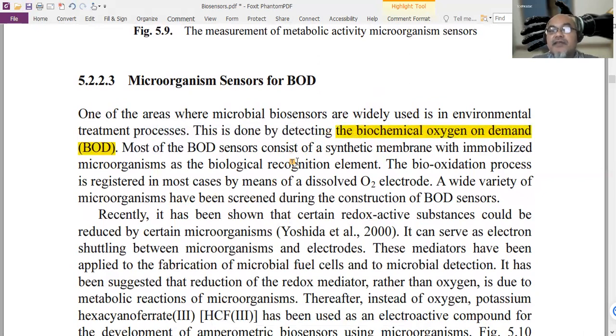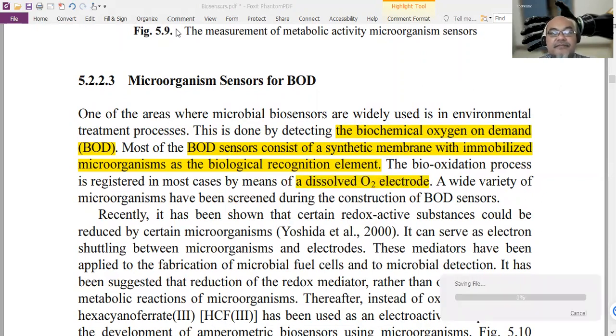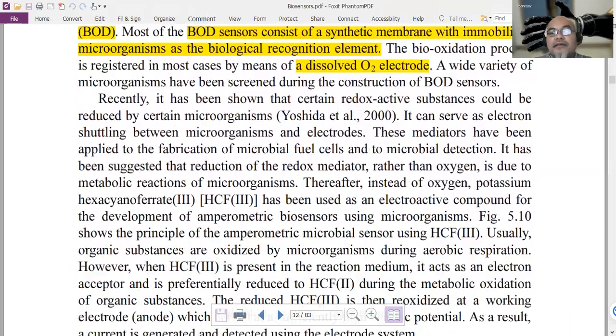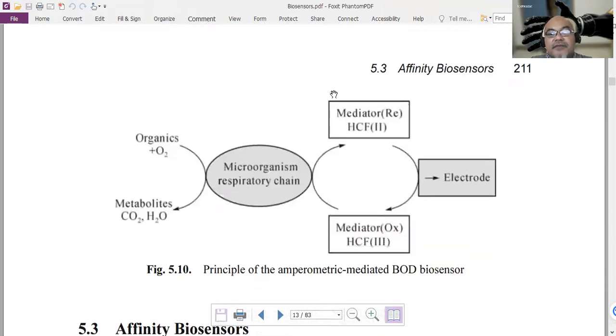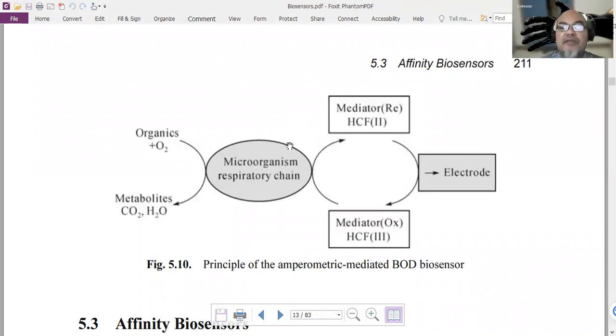This is one of the commonly used sensors in the environment, usually environmental treatment. It uses bacteria as the detecting bioelement. It consists of a synthetic membrane that immobilizes microorganisms as the biological recognition element. It measures the dissolved oxygen using a dissolved oxygen electrode. Then this is the BOD sensor, the principle of the amperometric mediated biochemical oxygen demand.